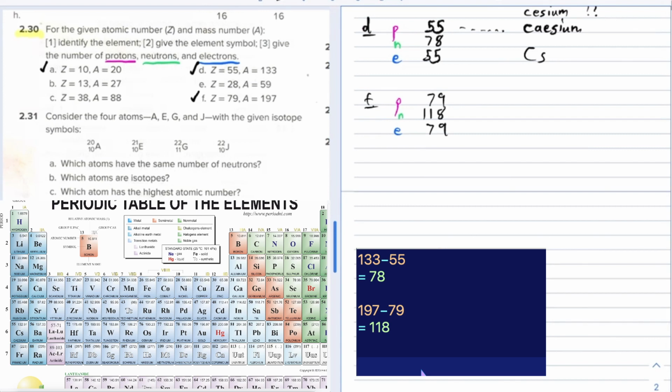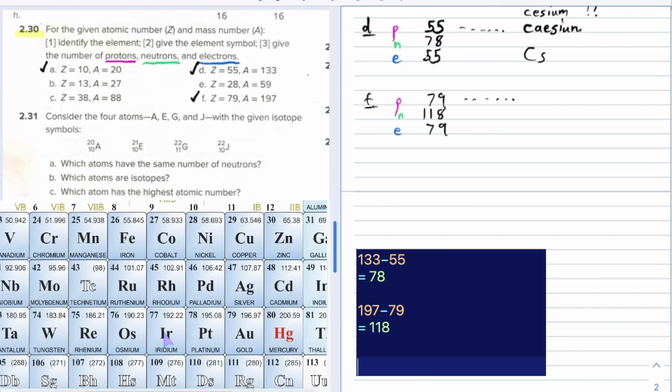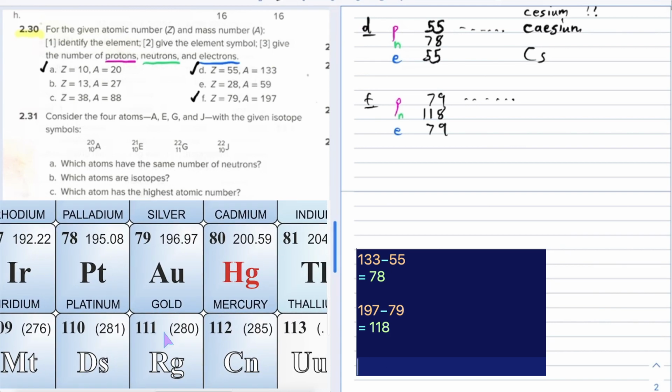So let's see which element this is. Which one's 79? Oh yeah, my favorite. That's gold. And the symbol is Au. Au, give me back my gold.